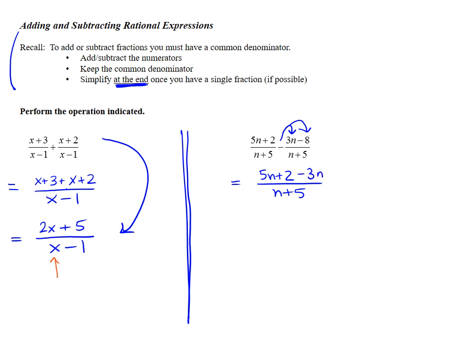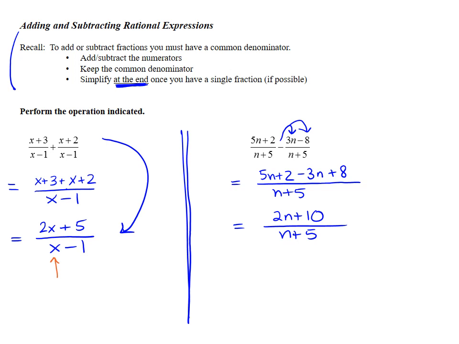So we're going to subtract 3n, and then when we subtract negative 8, that's actually adding 8, because we're subtracting a negative 8. So the subtraction and the negative kind of undo each other, and we get positive 8. So remember, if you have more than one term in your second numerator, you're going to need to distribute the subtraction. Now, collecting like terms, we have 2n plus 10 over n plus 5.